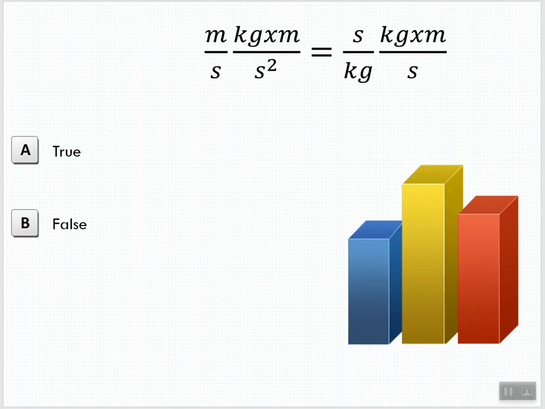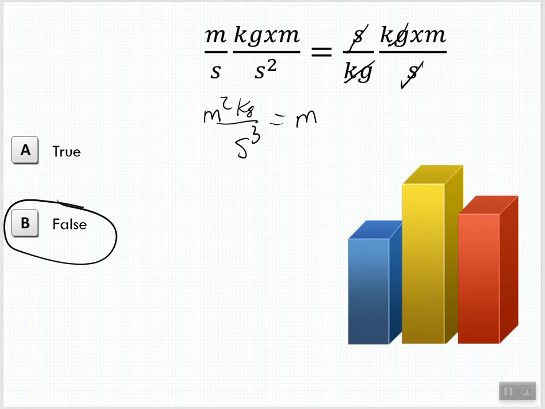So in this case right here, let's take a look at this. Let's do some simplification and find out, does this end up being the same on both sides? Well, seconds times seconds would give us seconds cubed. Meters times meters would give us meters squared. Now this is just totally made up units here. Over here on the right hand side, the seconds would cancel out, the kilograms would cancel out, and we're left with just meters. Obviously the answer to this is false. The units on both sides don't equal each other.